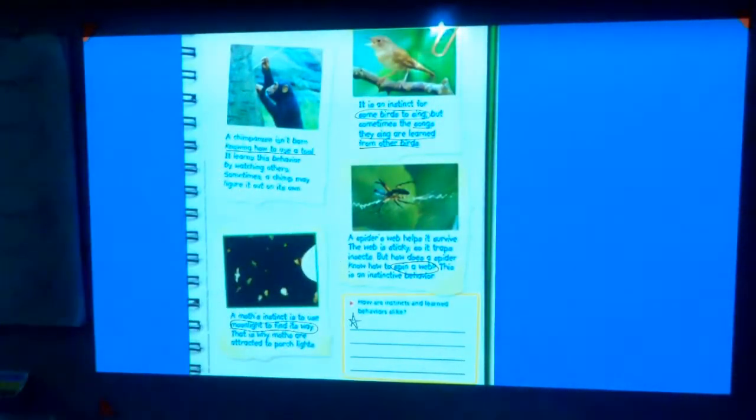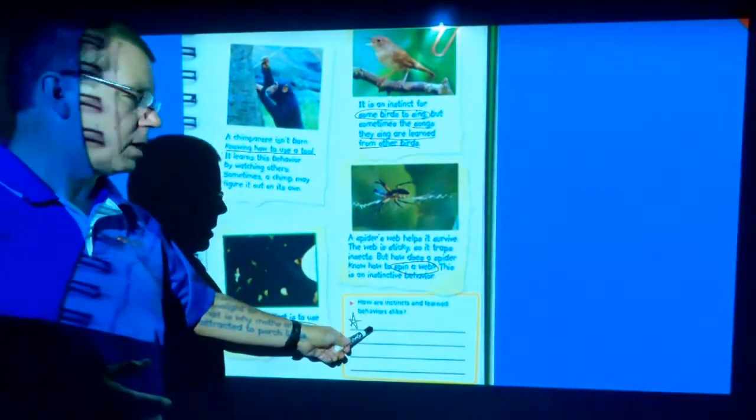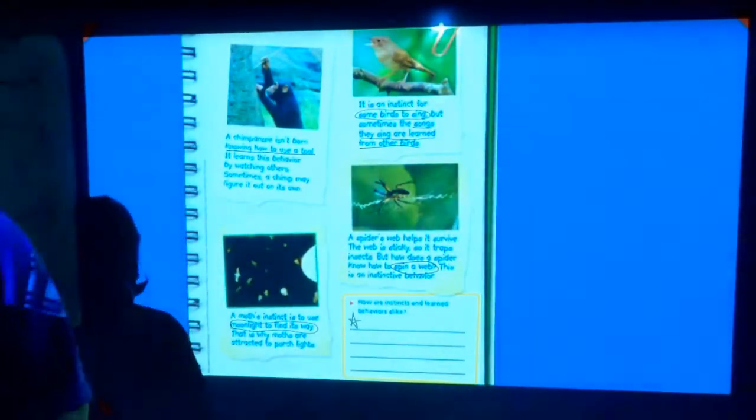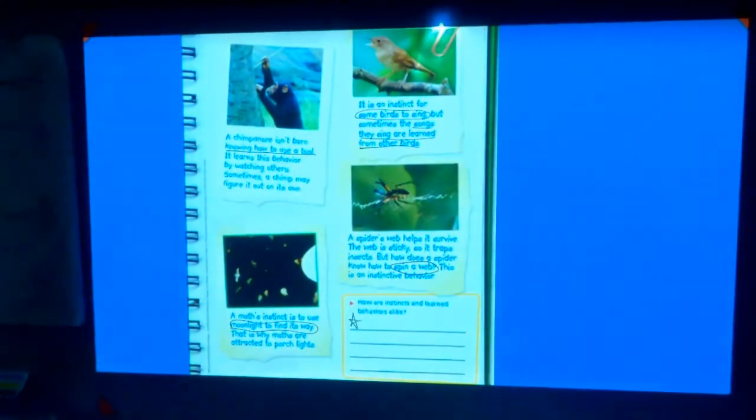And that was the end of today's lesson. Once you get this answer done, you are done with science for the day. Enjoy your day, but please make sure you get all your work done.